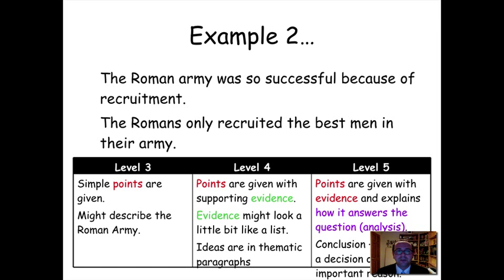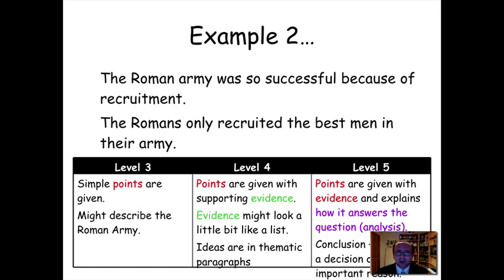Now, clearly identified in this piece of work is a point. The Roman army was so successful because of recruitment. Now, that in itself shows that the student has organized and categorized the evidence that they found. The Romans only recruited the best men in their army. Now, that is evidence, but there are no examples to back this up, and it's a very, very basic example.